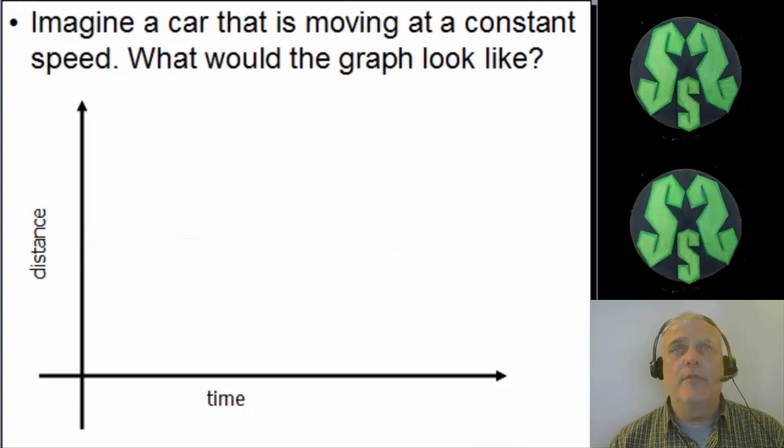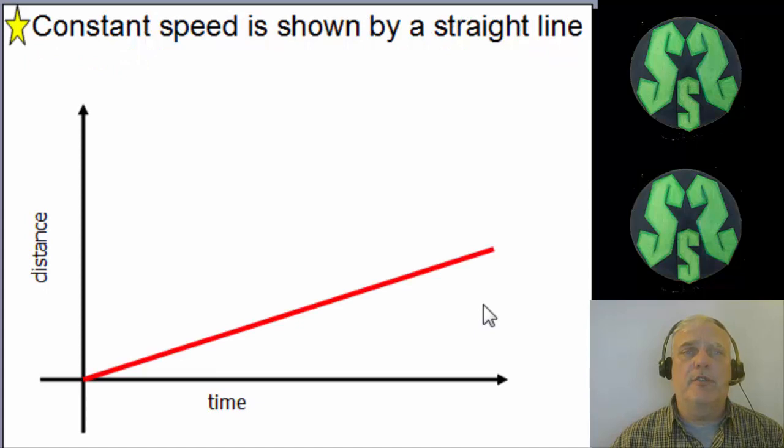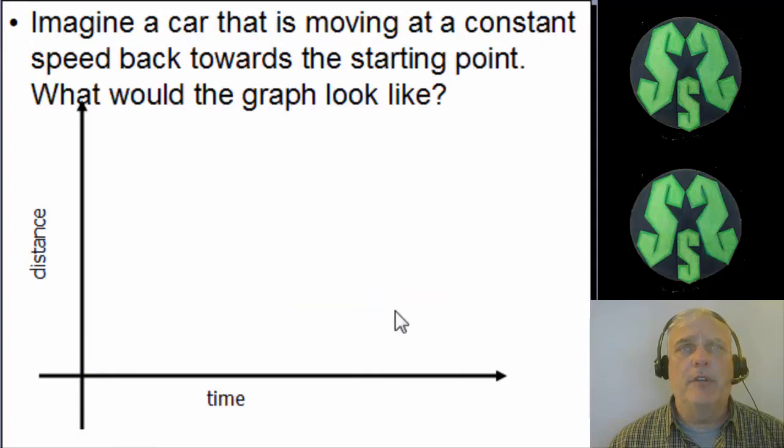Imagine a car that is moving at a constant speed. What would the graph look like? Constant speed is going to be shown by a straight line. So if it's a straight line, it is going to tell you immediately that the speed is constant. And we already mentioned that if the line is steeper, that means it's a higher constant rate of speed.